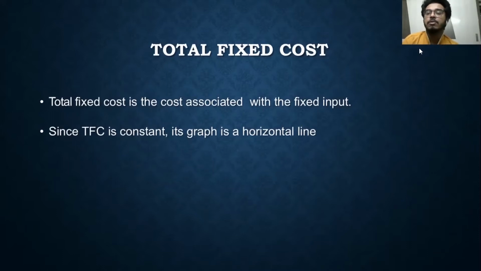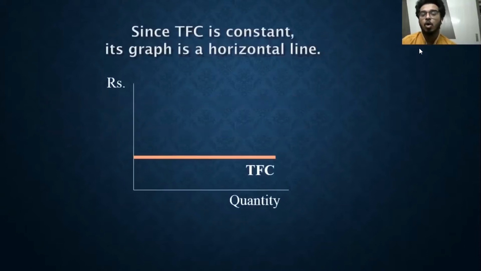Yes, so the total fixed cost remains constant with whatever the production is, and the graph is a horizontal line which is parallel to the x-axis. Over here you see on the y-axis we have cost given in rupees, and on the x-axis we have quantity. So whatever the quantity of output is, my total fixed cost remains same. If it is 10 rupees, it remains same at 10 rupees. If it is 100 rupees, it remains same at 100 rupees.